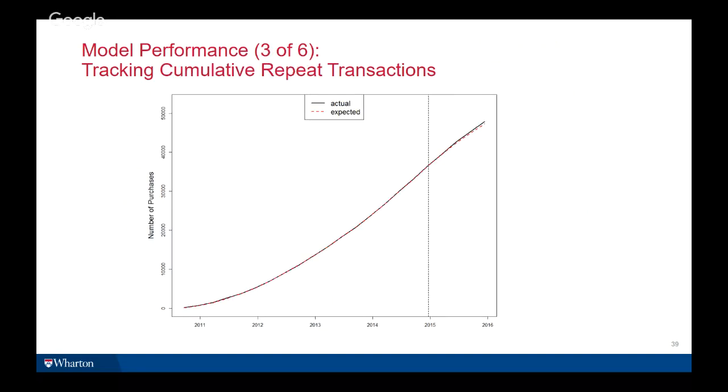This chart is essentially the cumulative sum version of that previous chart. So it's just showing the cumulative number of repeat purchases from the beginning of commercial operations up to different periods of time. And again, we can see excellent correspondence between actual and expected.